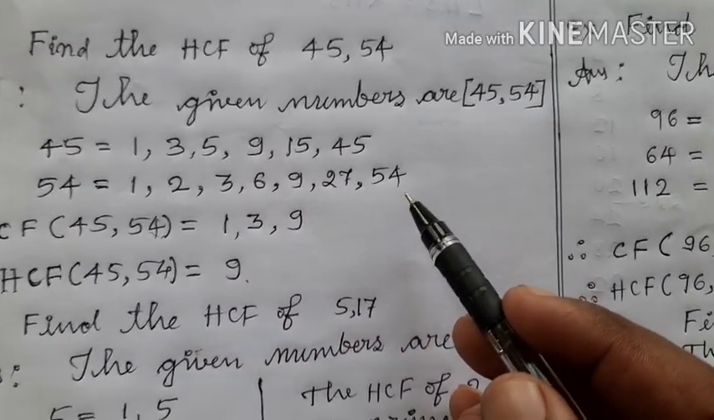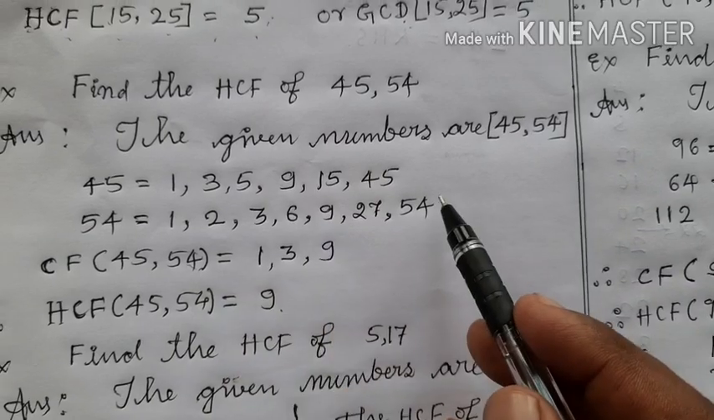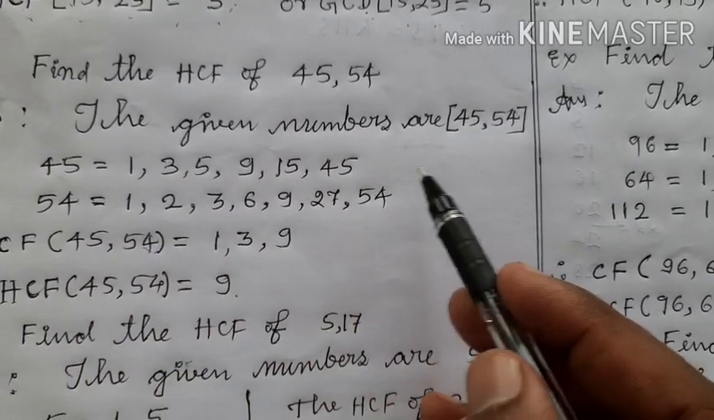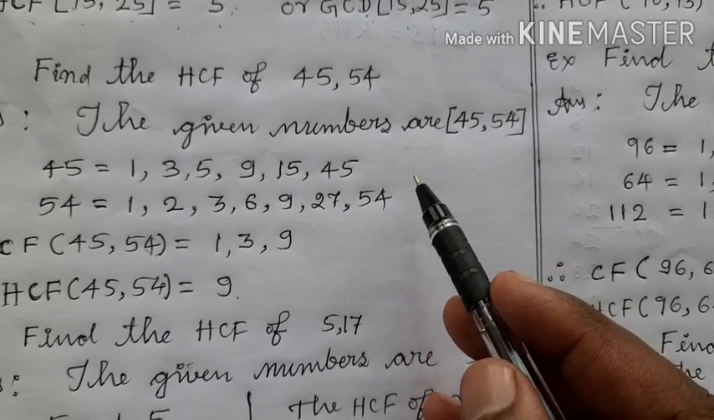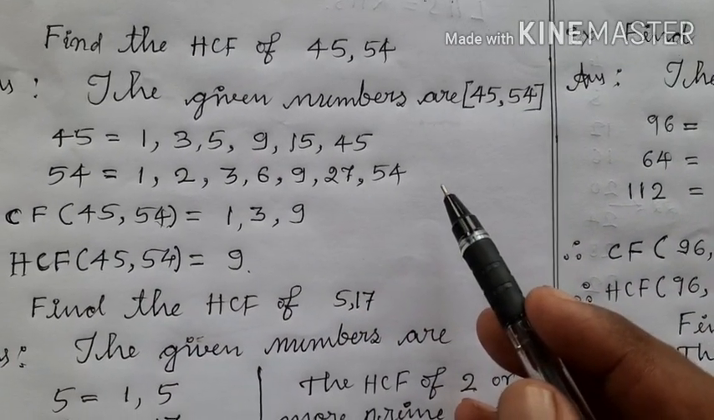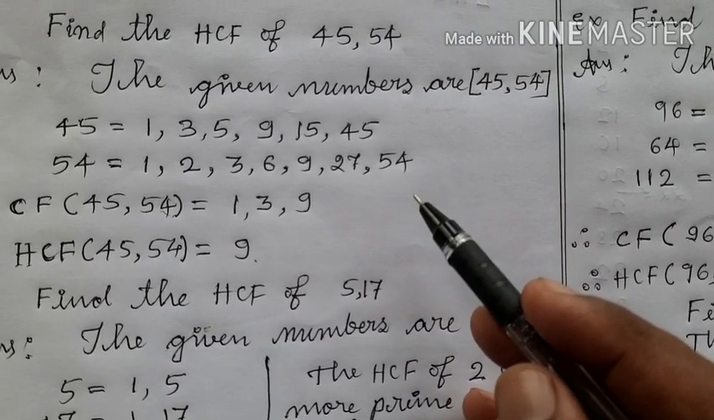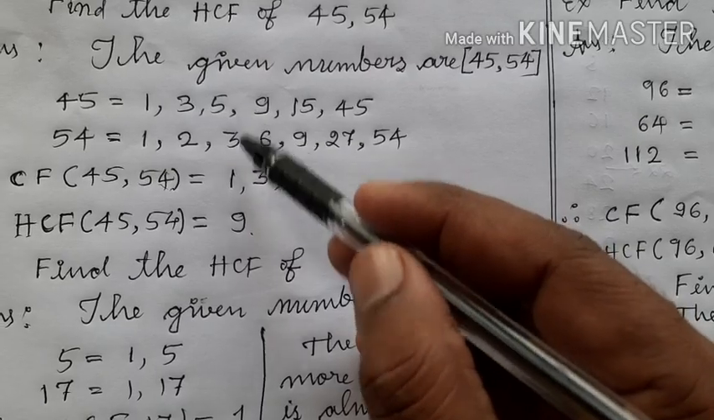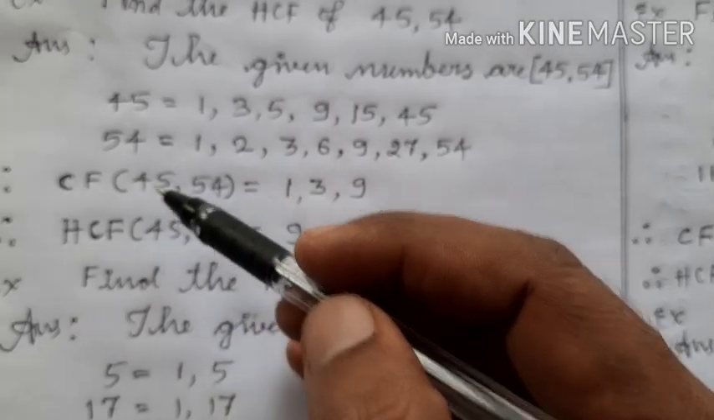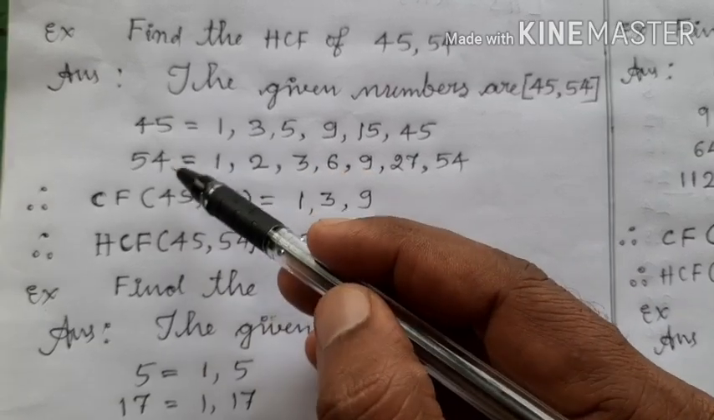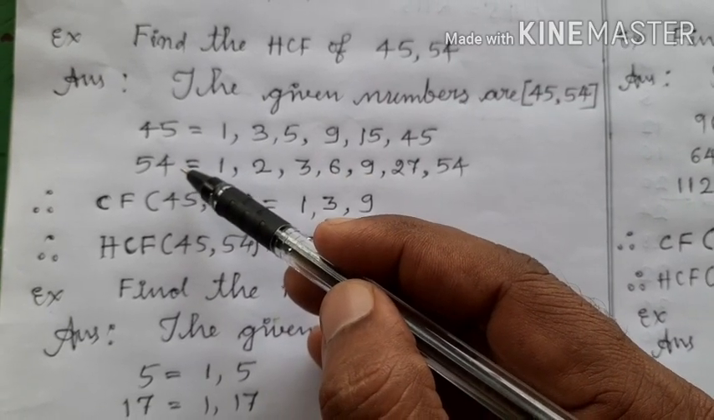Okay. So children, these are the divisors of 45, means 45 is divided by all these numbers. And 54 is divided by all these numbers. But are there any numbers which can divide both the numbers? Let us find the common factors which can divide 45 and 54.